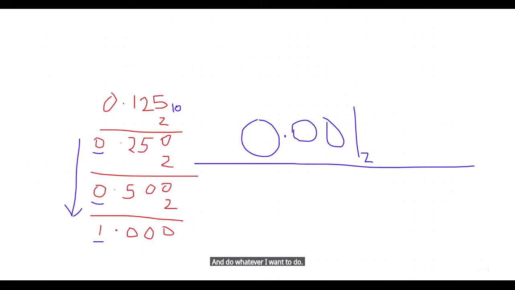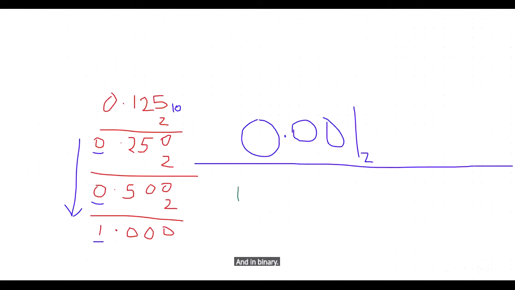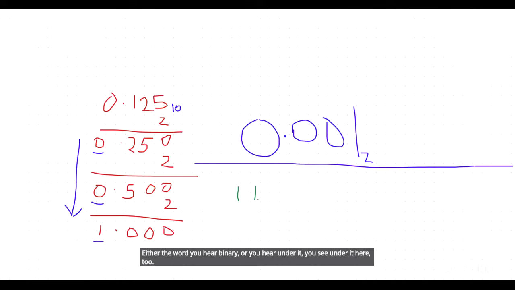So let's use green. A binary number, let's say 1, 1. In binary, you don't call it 11. These are digits, 1, 1. This is a binary number, so be careful with the questions. Either the word you hear is binary, or you see a 2 under it here. That means it's a binary number.